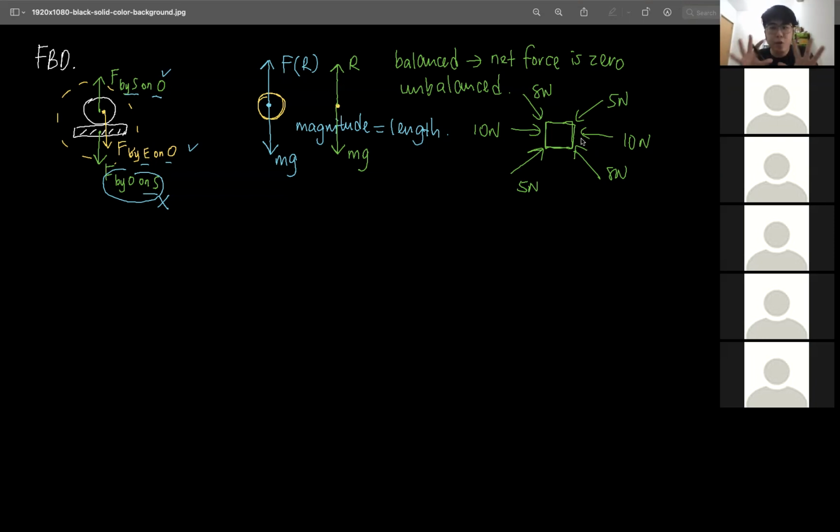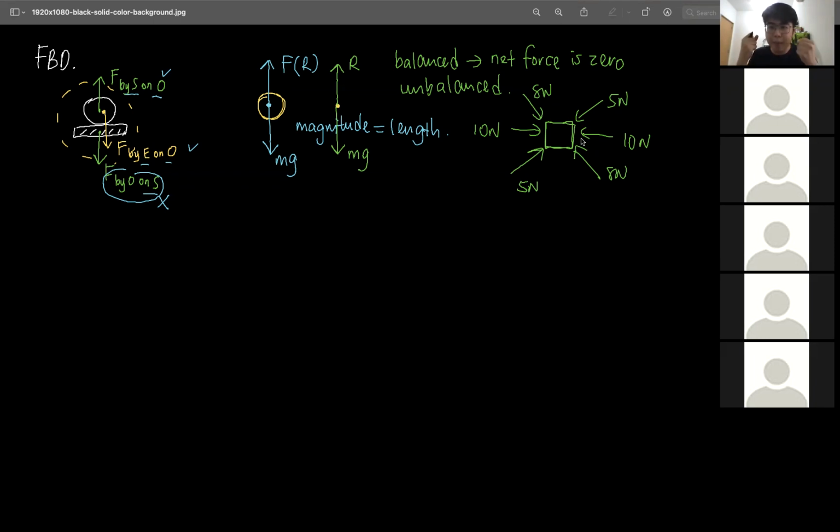Okay, you cannot know whether an object is balanced or not without drawing the free body diagram. So first, you have to always draw the free body diagram to analyze. After we draw it, we analyze the forces, and then we see, okay, is it balanced or is it not balanced. So why do we want to know whether it's balanced or not?